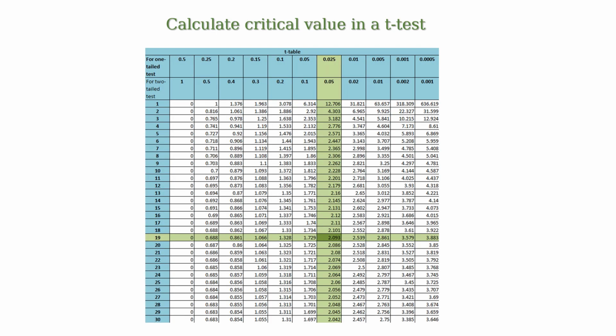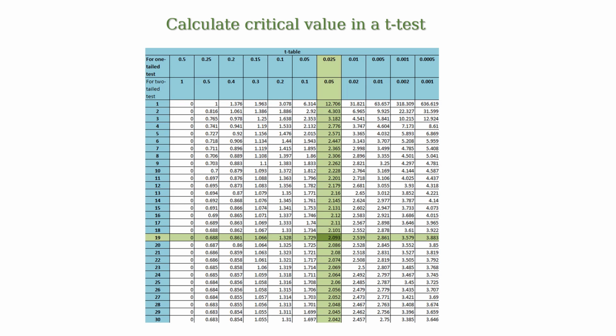So, the next step will be to calculate the critical value. We can look at the t-distribution table for that purpose. Here, we can see the rows in the t-table indicate the degrees of freedom and the columns indicate the significance level alpha. In our case, we are performing a two-tailed hypothesis test and the alpha is 0.05. As it is a two-tailed test, we will look for row 19 and column 0.025. As we can see, the critical value in our case is 2.093.